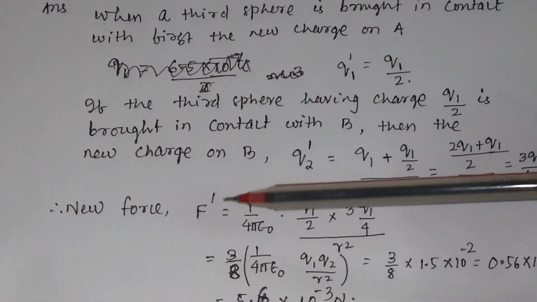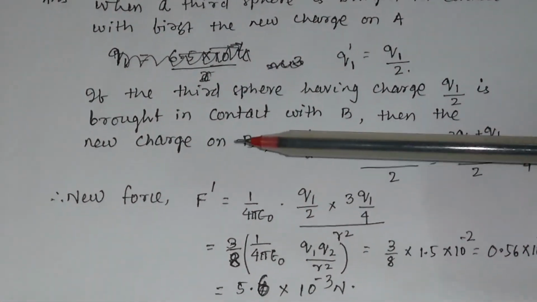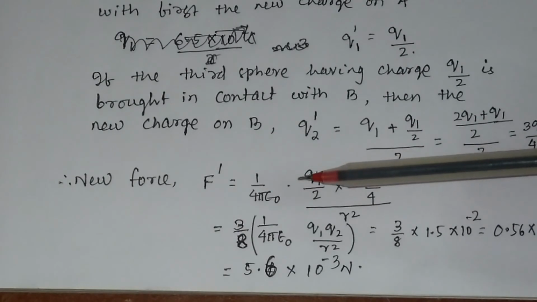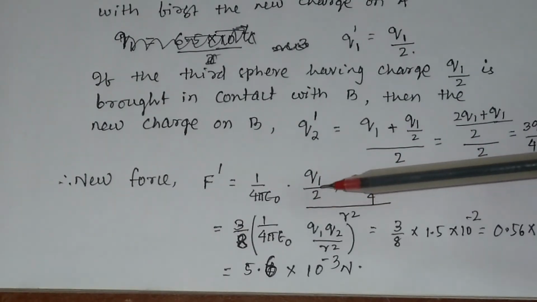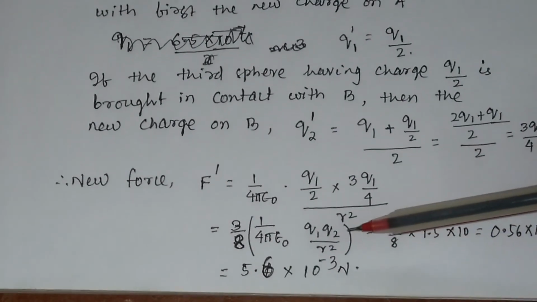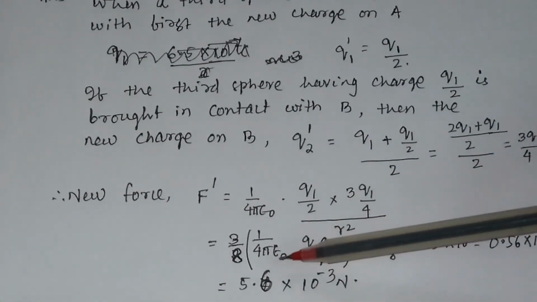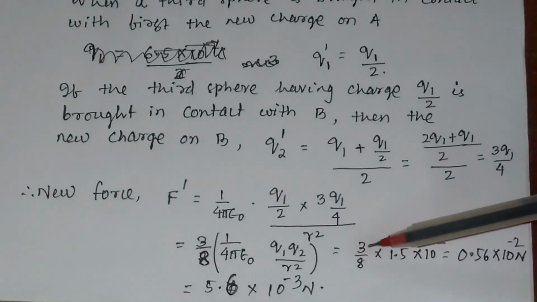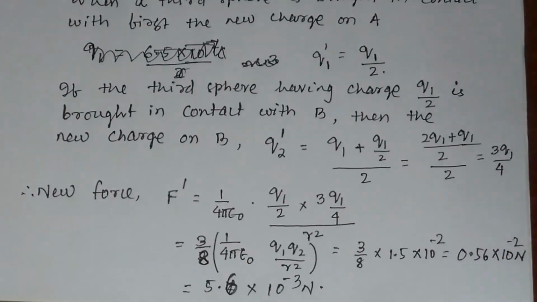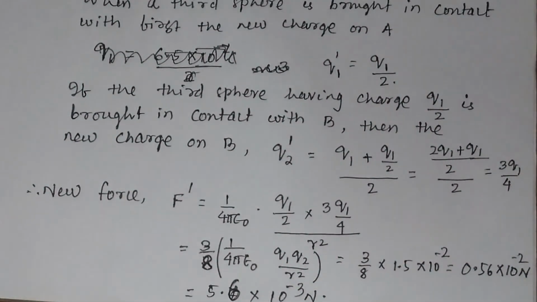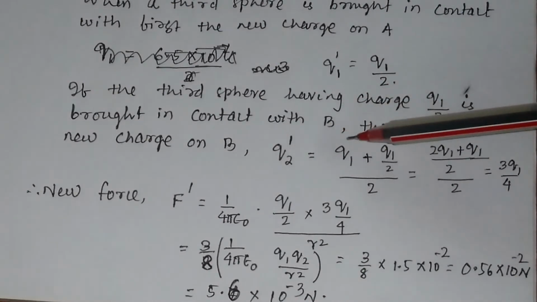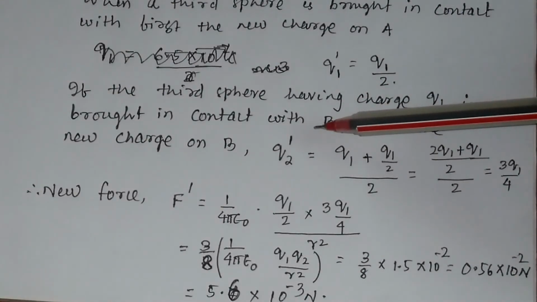Now you apply Coulomb's formula again for these two new charges, one is Q1 by 2, another 3 Q1 by 4, and the force between them will be equal to 5.6 into 10 to the power minus 3 Newton. So remember one thing, when two bodies having equal dimensions are in contact, their charges will get divided equally between them.